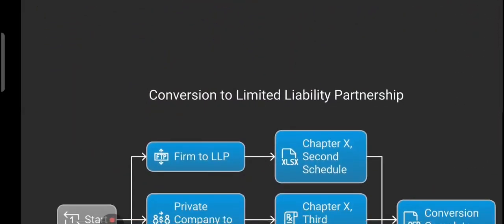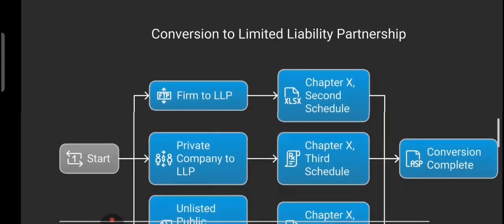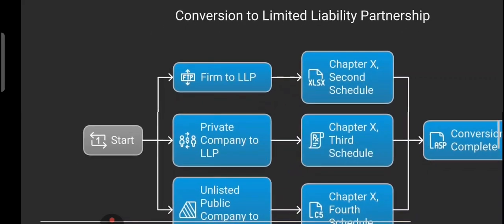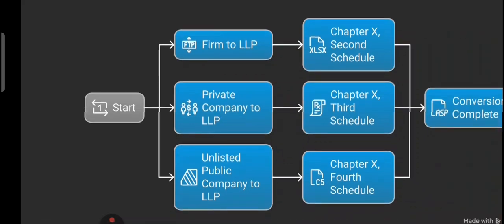Now have a look at the conversion to the limited liability partnership. Very, very important. If you want to turn your business into an LLP, let's see how easy it is. You will get to know from this slide how easy it is to turn your firm into an LLP. First of all, you can convert different types of business entity into an LLP. Let's see the path. First, firm to LLP. If you are running a traditional partnership firm, you can convert it under Chapter 10, Second Schedule of the LLP Act.